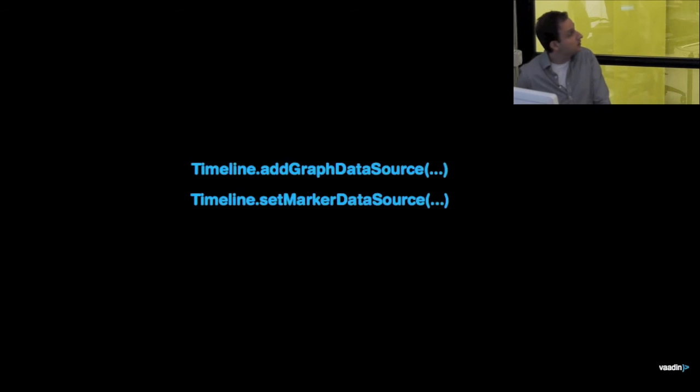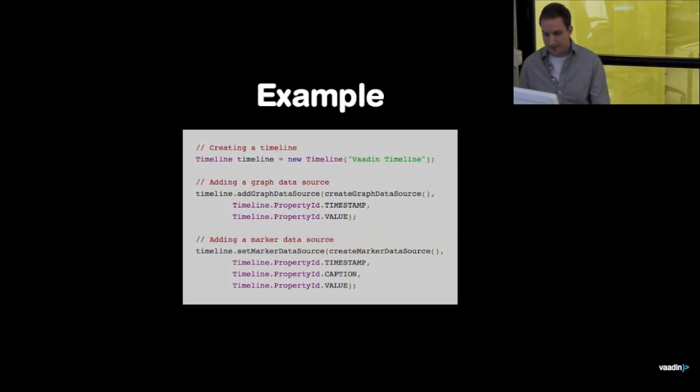The markers have a similar interface. It uses the set marker data source. But as you note, you can only add one marker data source at this time. And here's an example of how you can use timeline. Here I've used giving it a caption. You can leave it empty if you want to. Here I add a graph data source. I use our previous method, which is shown, and then I add the timestamp and the value property IDs.